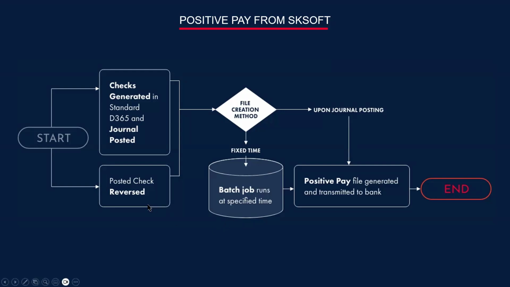We didn't really go down the bottom path here, but if you had reverse checks, so voids or cancels, those can be included as well. When you send those to the bank, those are just configuration options as to whether you include those or not. Most times you're going to include your canceled checks so that your bank knows that they need to stop that check should it try to be cashed.